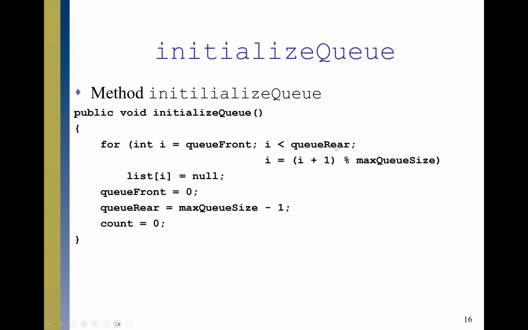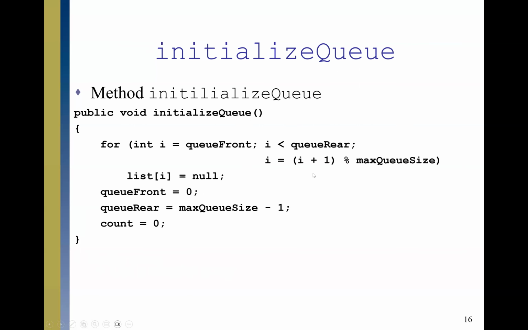So if it's 0, and the size is 100, we go from 0 to 99. But when we increment I equal to I plus 1, we also have the modulus max queue size. This means when we reach the end, we have 99. 99 plus 1 is what? 100. 100 modulus 100 is what? 0. So this means if you reach 99, the index will start from 0 again. So this is the whole concept that makes it a circular array.